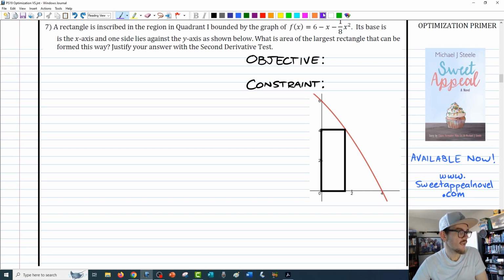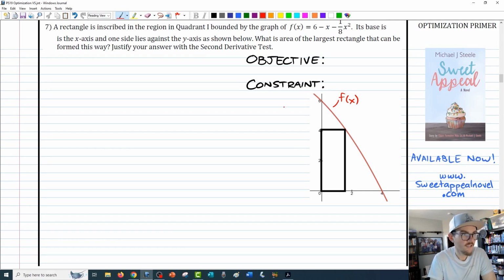So what it says in this case is that we've got a rectangle inscribed in the region in quadrant 1. So our rectangle is locked into quadrant 1, meaning it's bounded by the x-axis and the y-axis in that section. And it's also bounded by the graph of 6 minus x minus 1/8 x squared. So just to kind of illustrate it here in this little picture, this is f of x, that particular quadratic, and we've got a rectangle inscribed in that graph, so in that tiny little section.